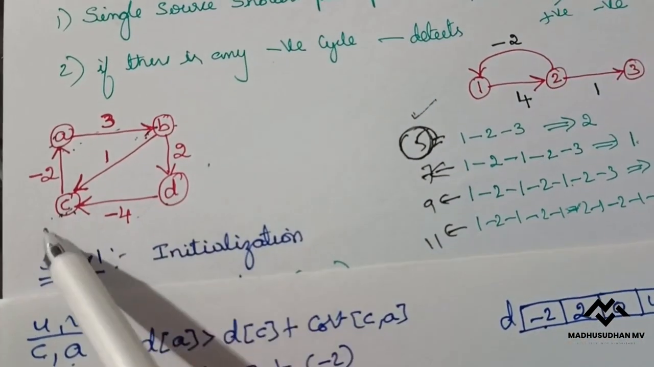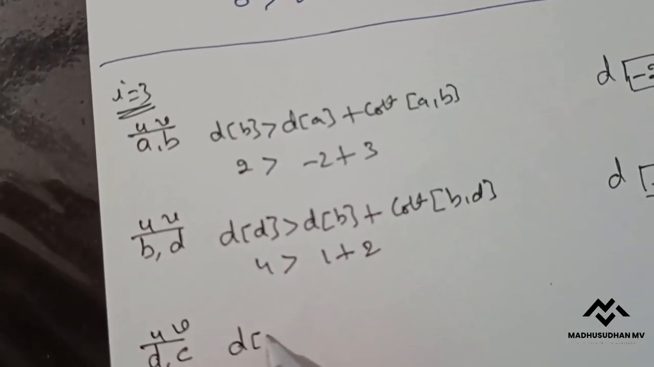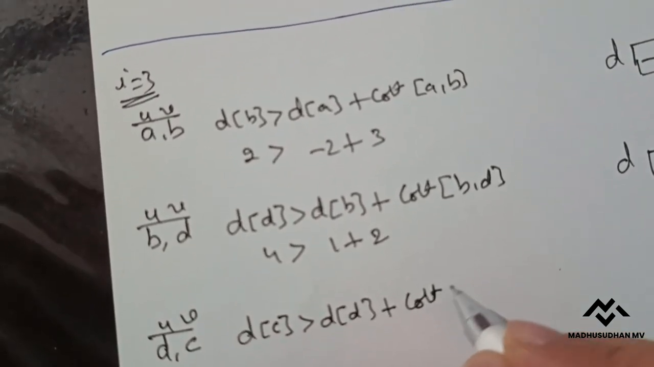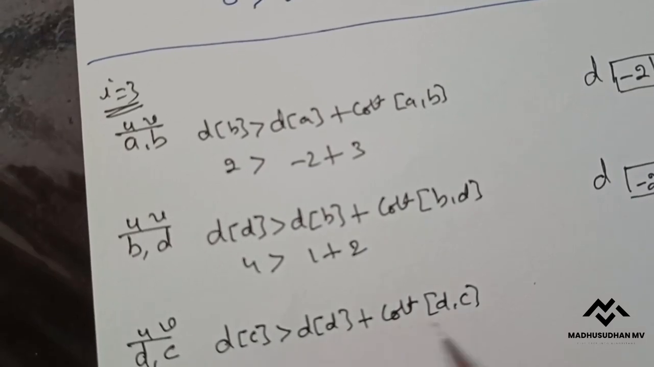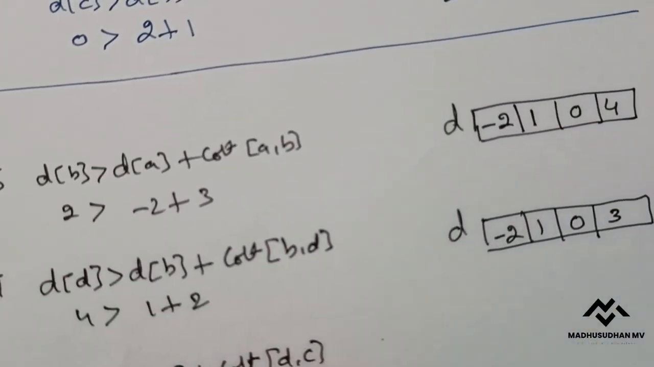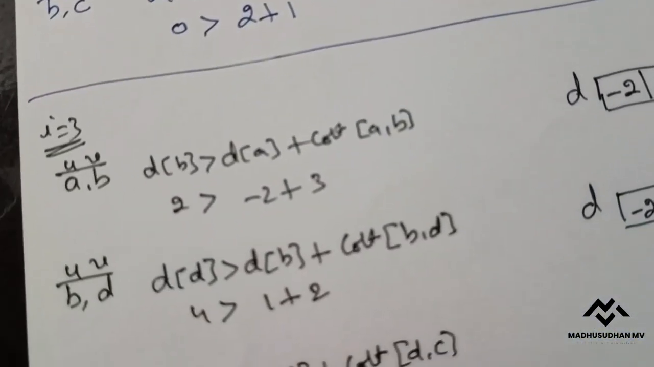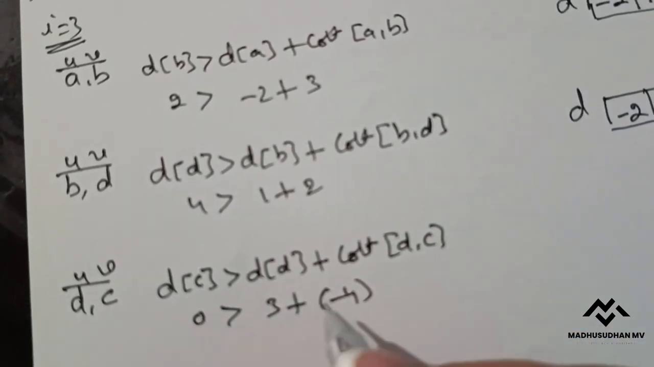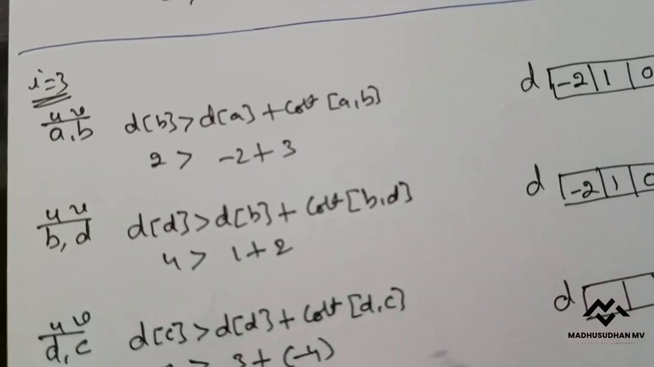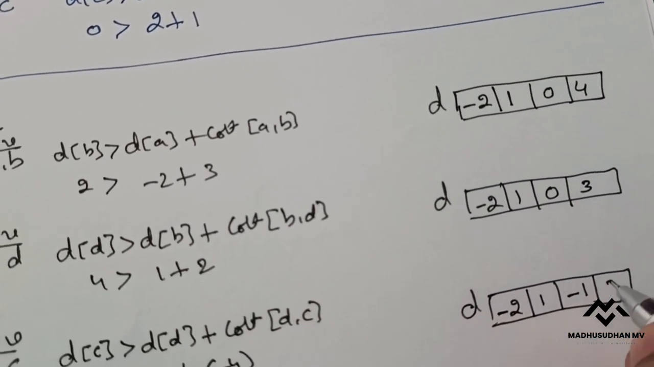So next, BD over, next D to C. So D comma C, this is my U, this is my V. Distance of C greater than distance of D plus cost of D to C. Distance of C is what? 0 greater than distance of D is what? 3 plus cost of D to C. Cost of D to C is what? Minus 4. So 3 minus 4, minus 1. 0 is greater than minus 1. True. So my new distance array is distance of C is minus 1. Remaining I am writing as it is.